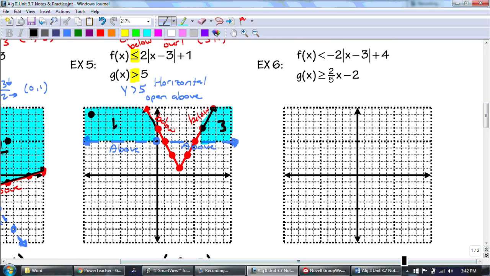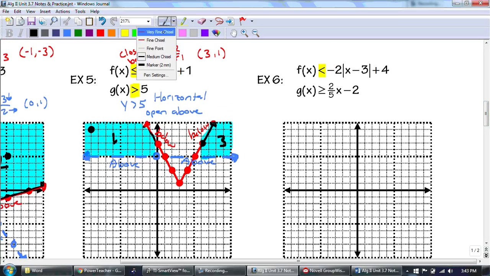Okay, last one. You ready? You want to do it together, or can you do it on your own? All right, well, let's just write some things out together, just to help you out.